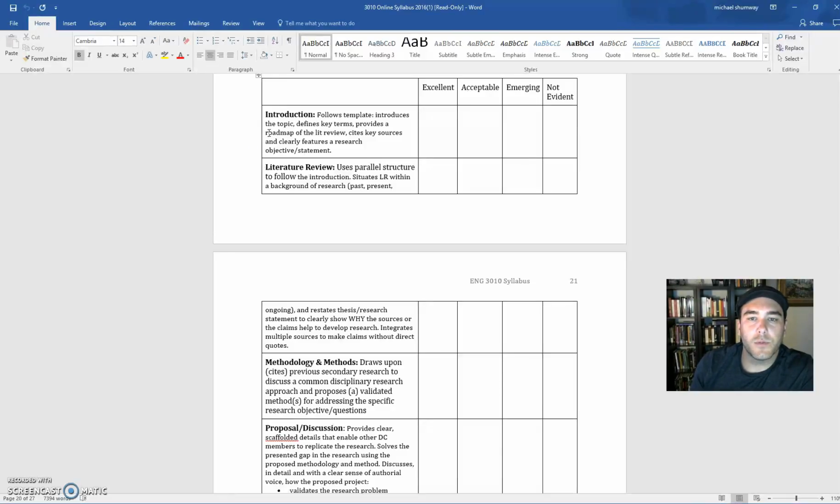So what is the purpose of your literature review? What is the purpose of each section of the essay? Are you using any research to help situate some context? Most of you are already doing this in your introduction, so I'm glad to see that. And then a clear research objective or statement, like, this is what I'm going to accomplish by doing this project.